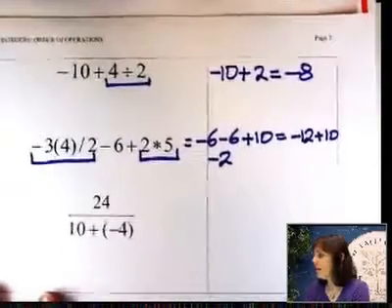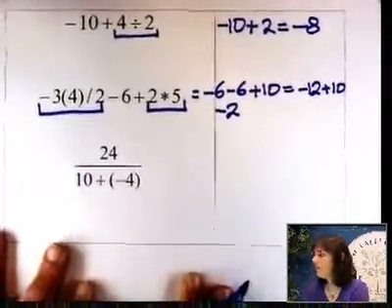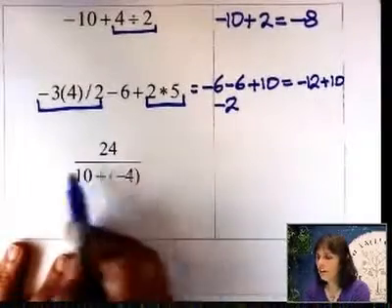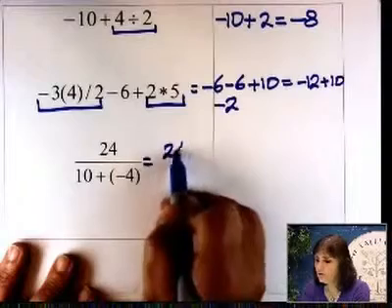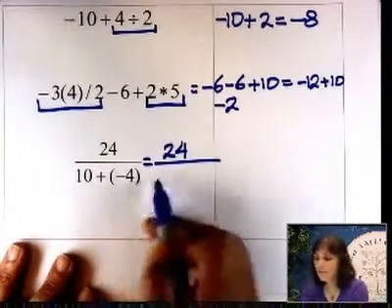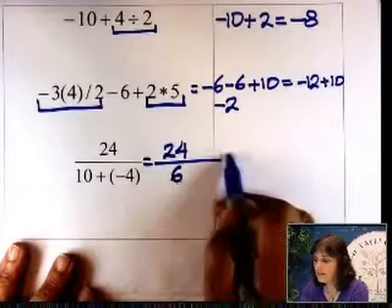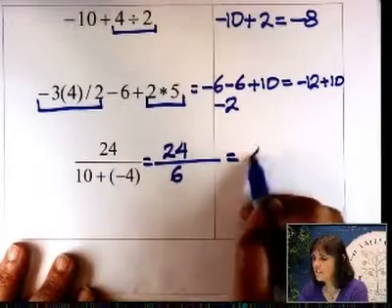How about something that has some division bar in there? Now, this one is a grouping symbol, so I have to do that first. 10 plus minus 4, plus minus is negative. 10 minus 4 is 6. Now do the division. 24 divided by 6 is 4.